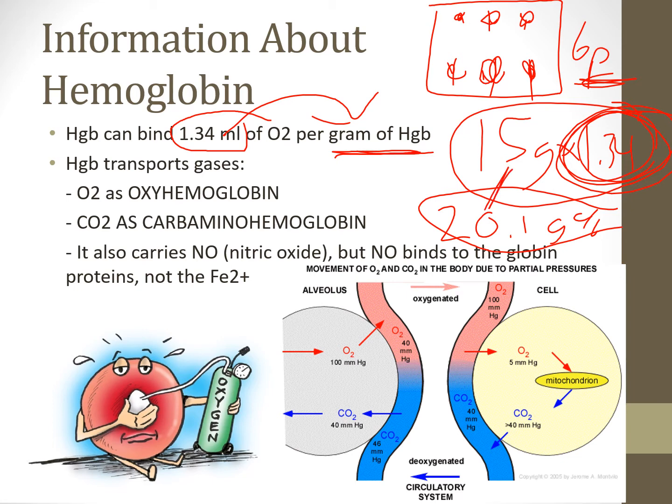I can carry 20 milliliters of oxygen with this hemoglobin level. That's my maximum carrying capacity, right? That's how much my bloodstream can actually carry if I have 15 grams of hemoglobin. So this is part of an equation you will be doing later. I'm going to ask you, hey, what's your maximum capacity? What's your volume of oxygen that you could carry right now?